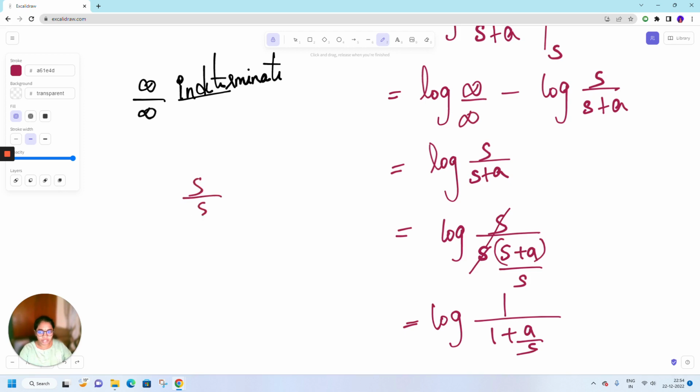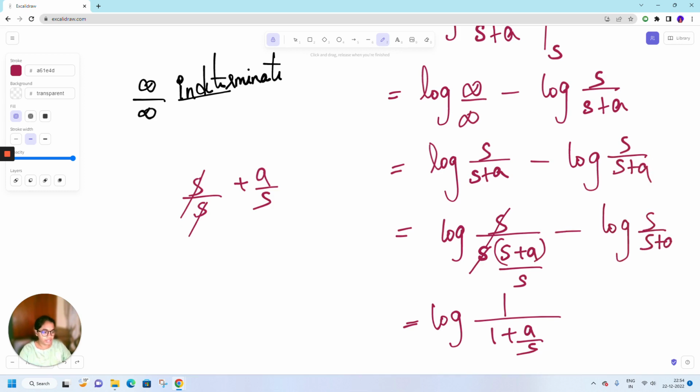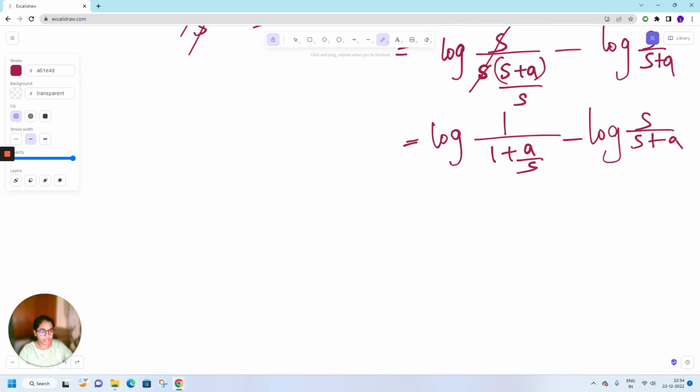Why? If I divide s with s plus a divided by s, s and s get cancelled. Okay, minus log s divided by s plus a, minus log s divided by s plus a. Even here I have minus log s divided by s plus a. Now for the first term, if I apply limits, that is s is equal to infinity, I would get log 1 divided by 1 plus 0, that is log 1.